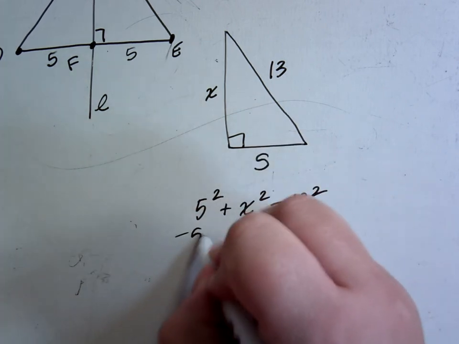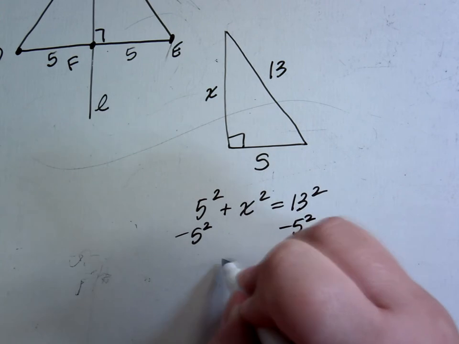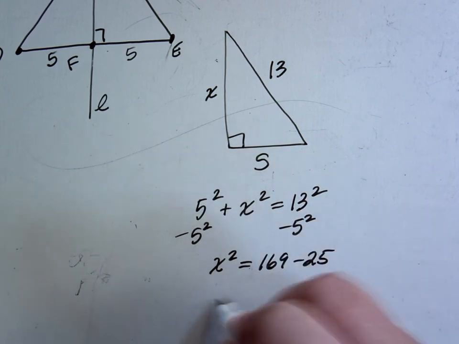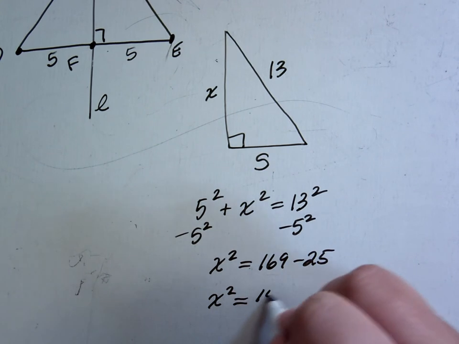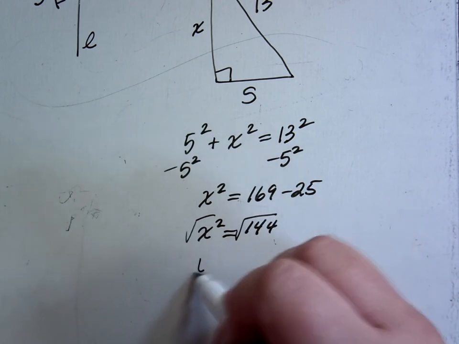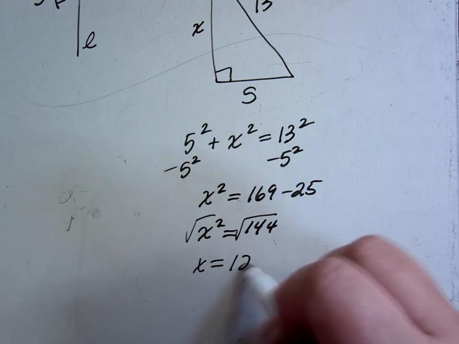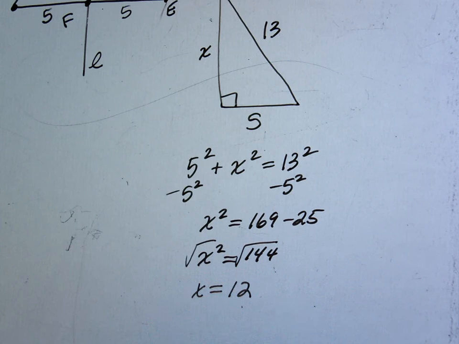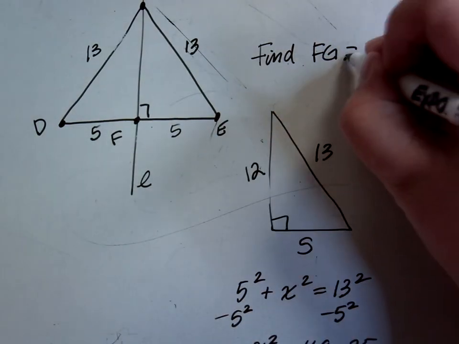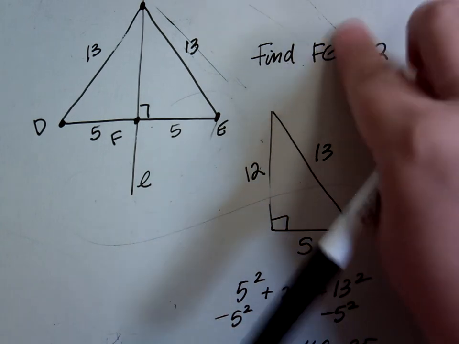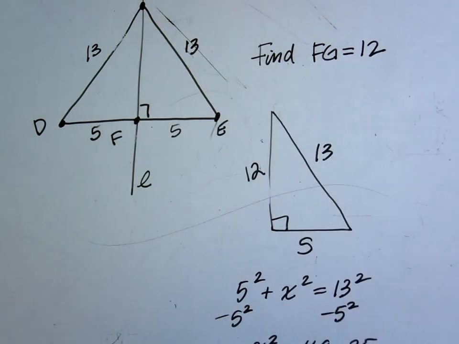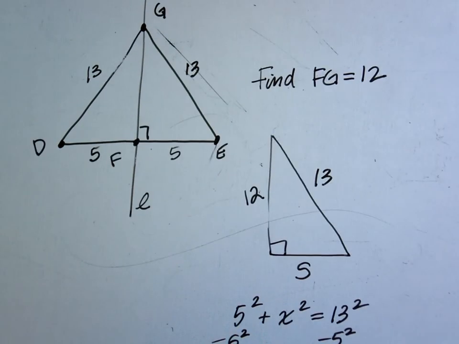And subtract 5 squared from both sides. So I have x squared equals 169 minus 25. 169 minus 25 is 144. Take the square root of both sides, and I get plus or minus 12, but in this context, it could only be a positive 12. So this is 12. So the length of FG is 12. Let's get rid of all that and call it 12. All right, so that's perpendicular bisectors.